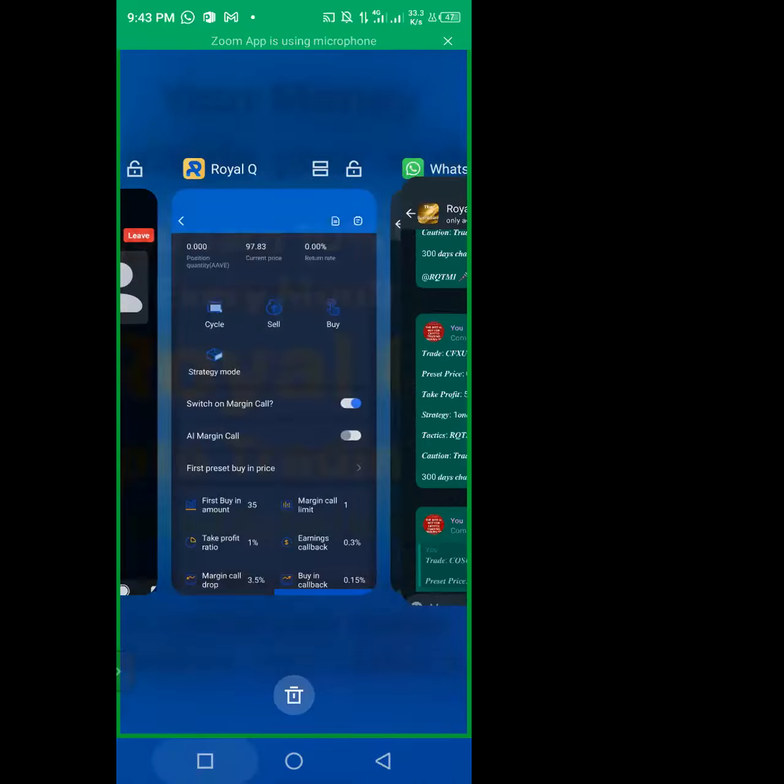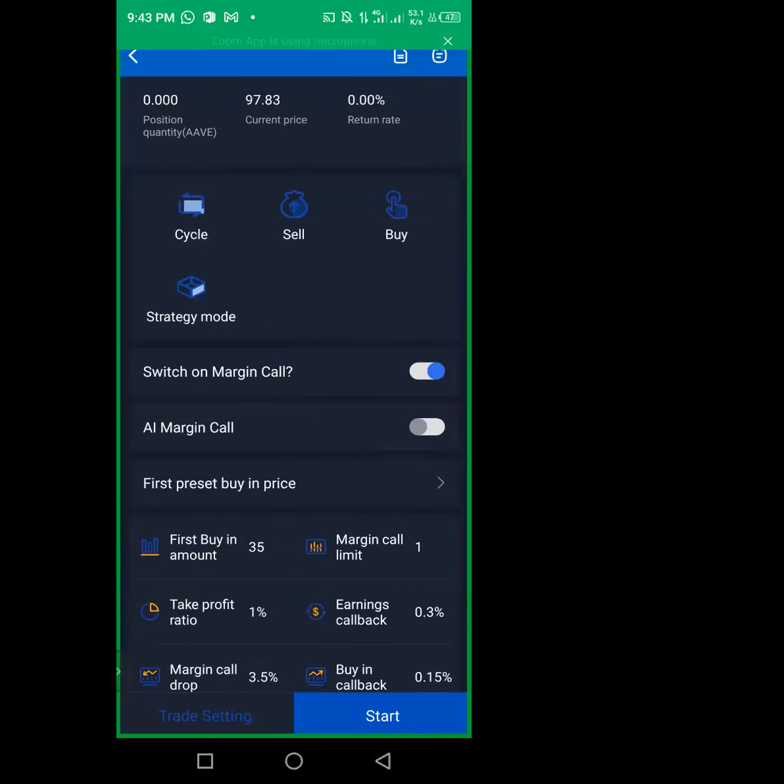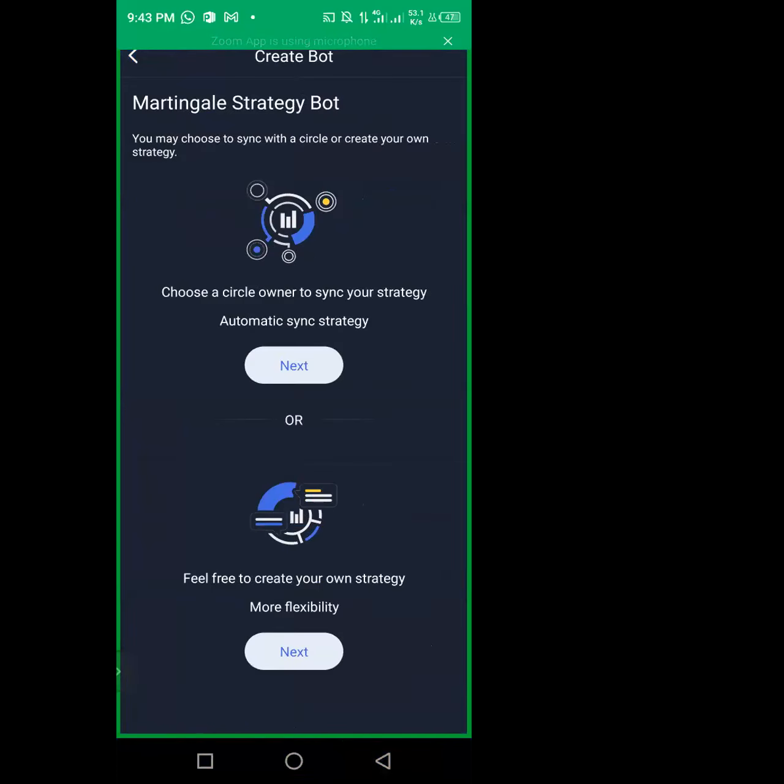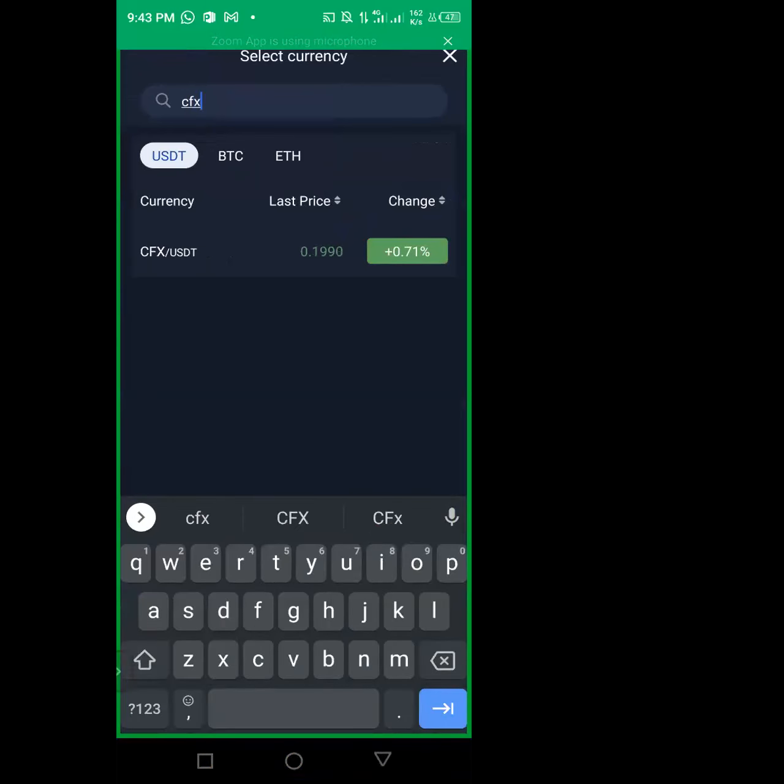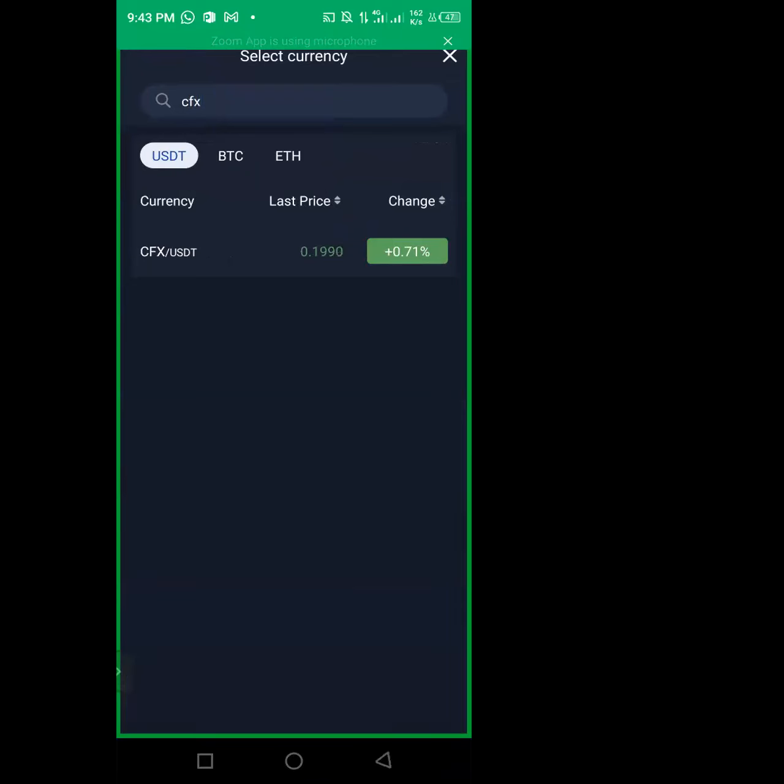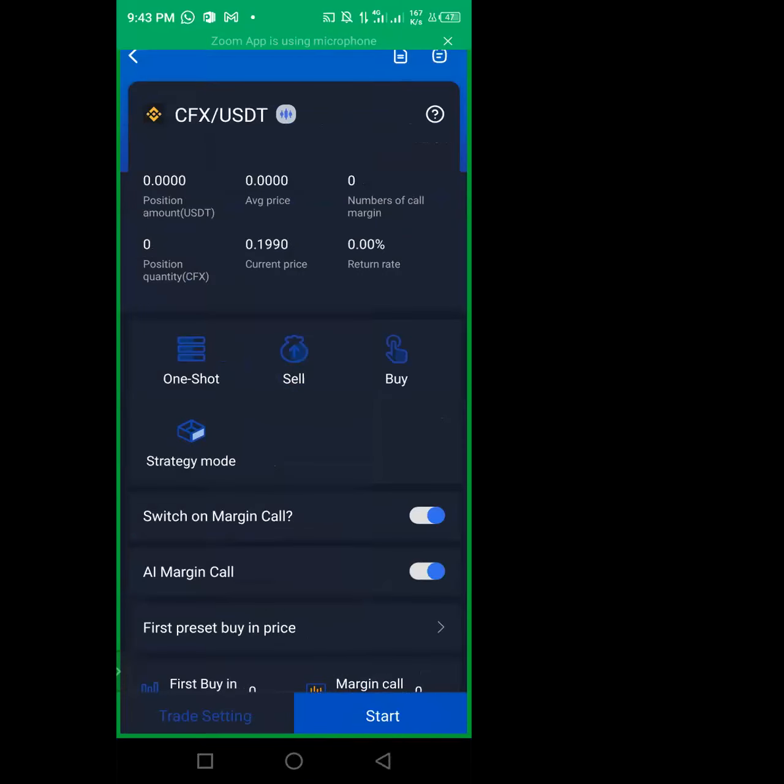So let's say we want to enter this coin as CFX. So I'll go to Royalq. I will click martingale strategy. I'll click next. I will search CFX. I'll click on it. I'll confirm. Okay, after I've done my trade settings, we'll still come to trade settings, so I will explain them. But let me just explain this first preset buying price.